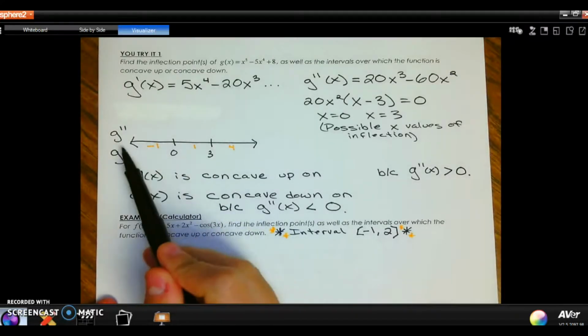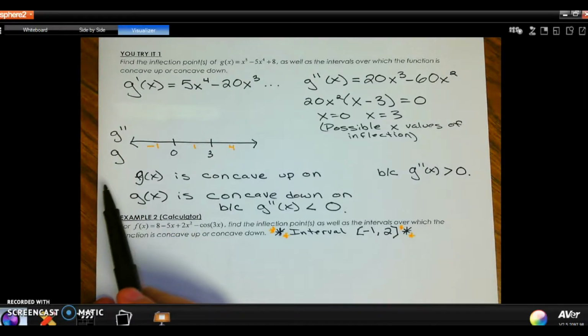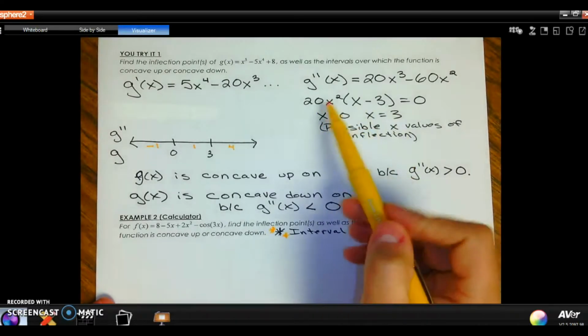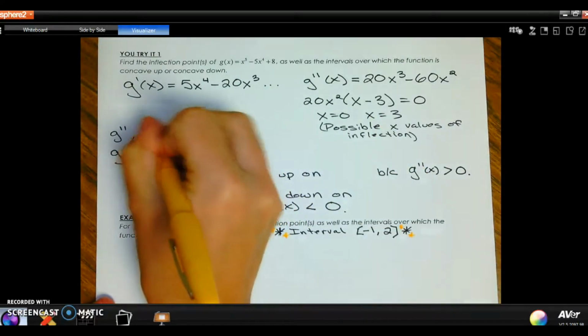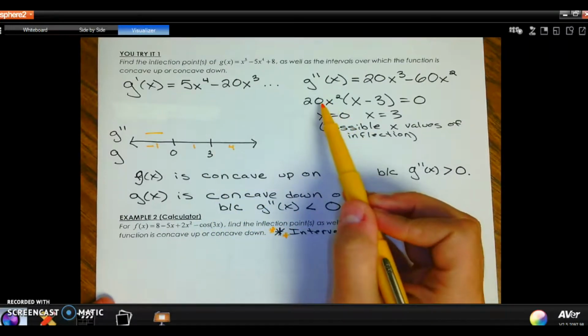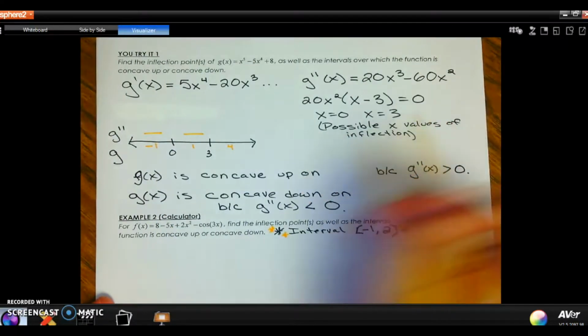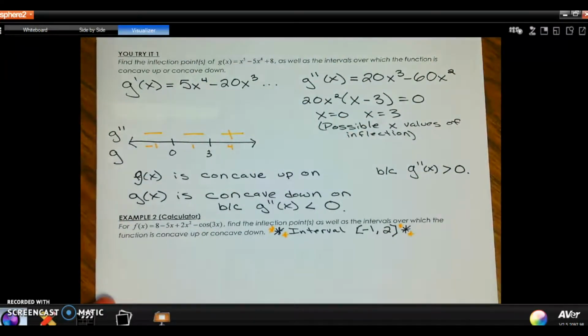So I make my sign chart, and again, this time I label it g double prime because I'm plugging into the second derivative, and it's telling me information about the first. When I plug in a number like -1 into my second derivative, I'm going to get a positive multiplied by a negative, so I get a negative. Then when I plug in a number like 1, I get a positive multiplied by a negative, so that is a negative. And when I plug in a number like a 4, I get a positive times a positive, which is positive.